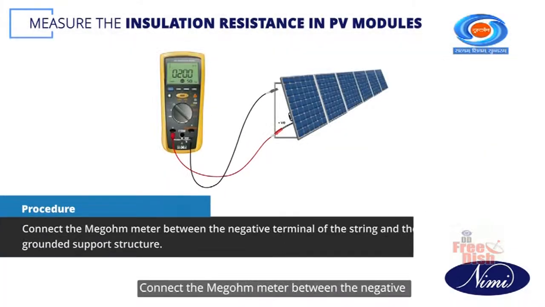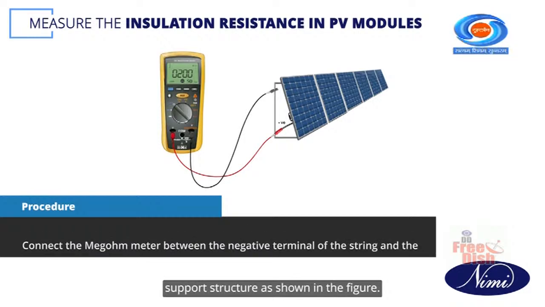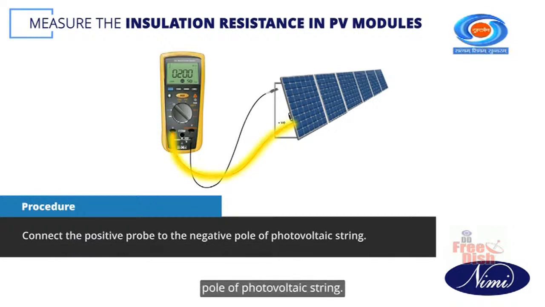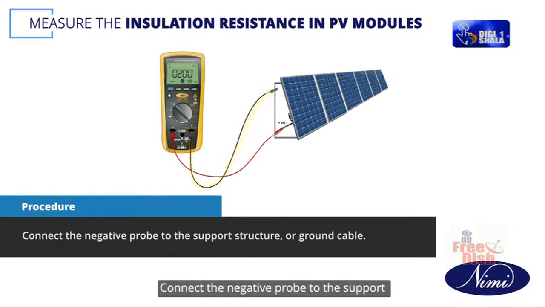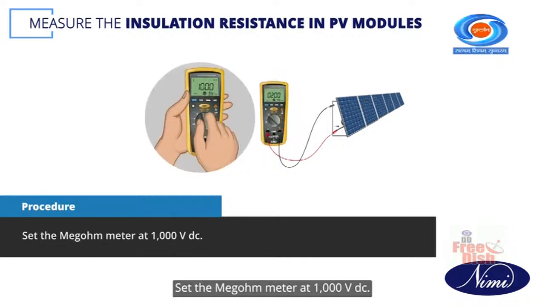Connect the megohmmeter between the negative terminal of the string and the grounded support structure as shown in the figure. Connect the positive probe to the negative pole of the photovoltaic string. Connect the negative probe to the support structure or ground cable. Set the megohmmeter at 1000 volt DC.